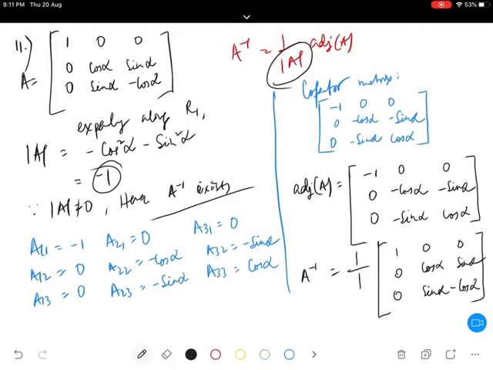Question number 12, I don't want to do. There's nothing in question number 12. Let's do question number 13. Before doing this, a 2 cross 2 matrix doesn't come in your exam, but we should learn this shortcut.